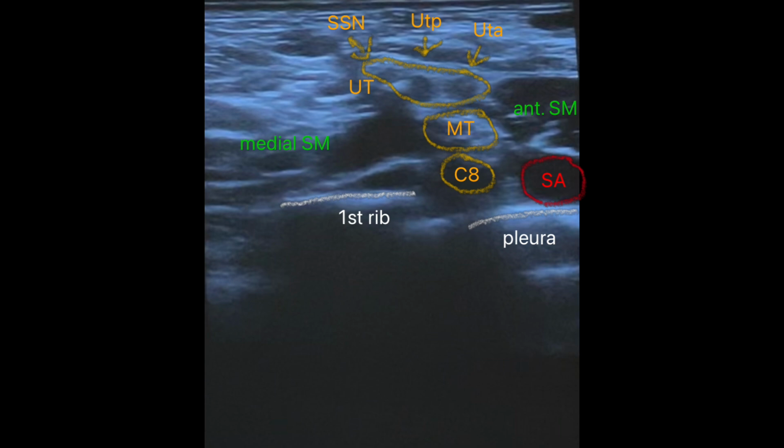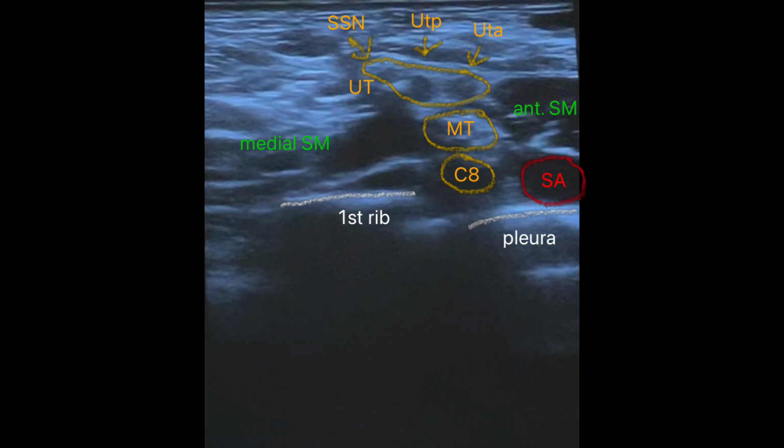In the upper part of the picture, you'd see from lateral to medial the suprascapular nerve, the posterior division of the upper trunk, and the anterior division. Under it, there comes the medial trunk and the C8 nerve root. The medial trunk appears like a bunch of grapes, and the C8 nerve root more like a hypoechoic round structure.